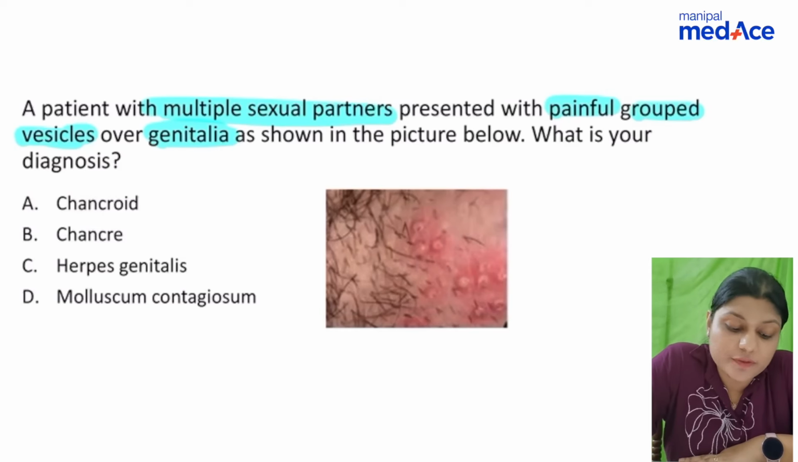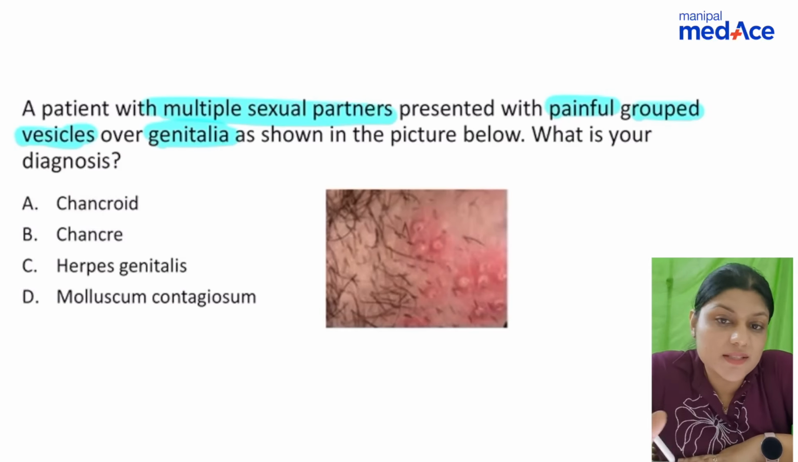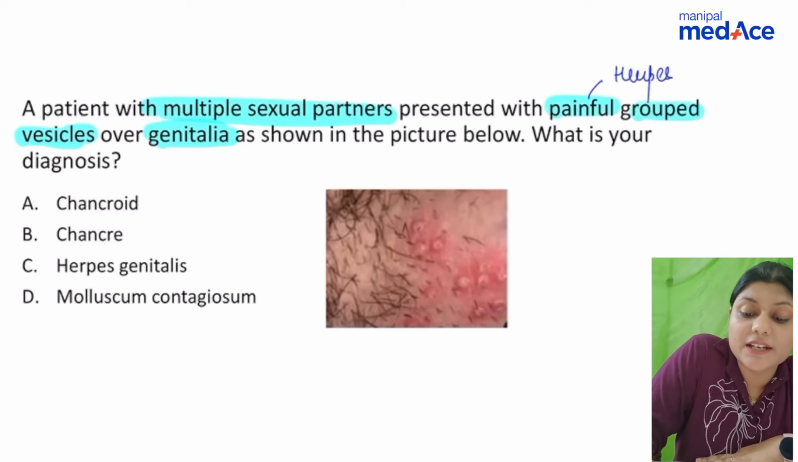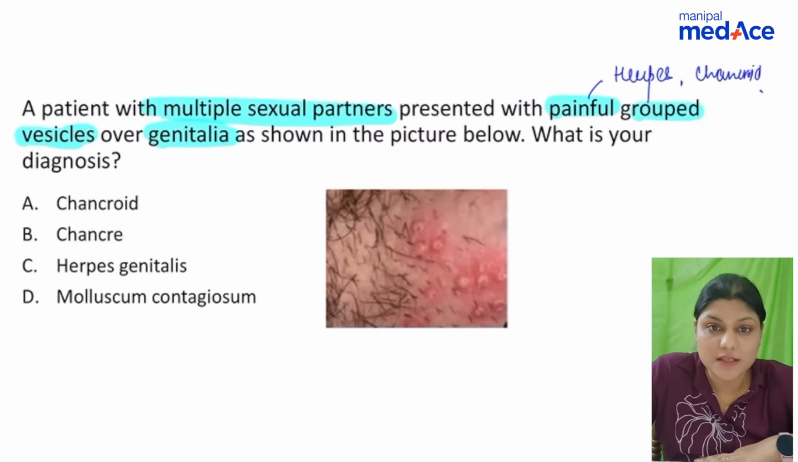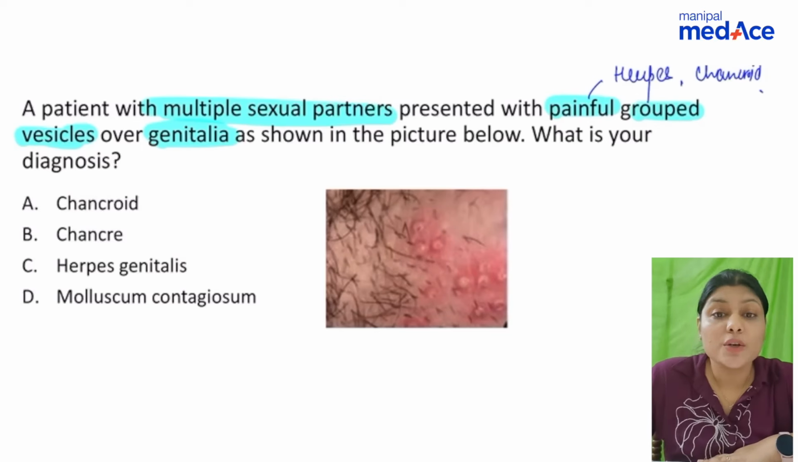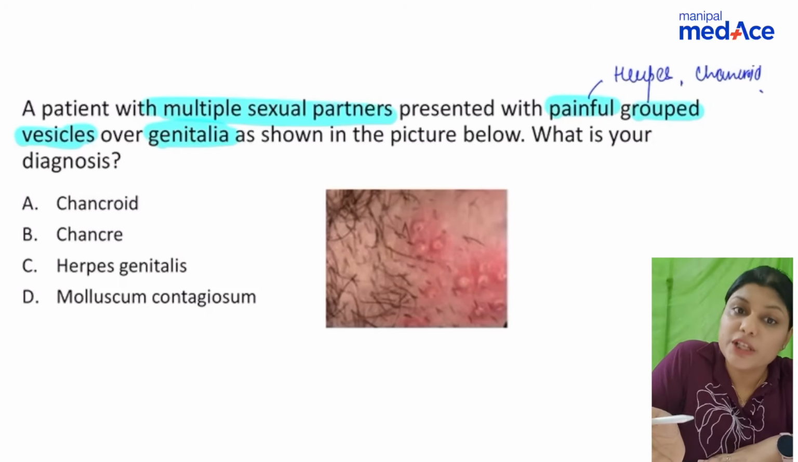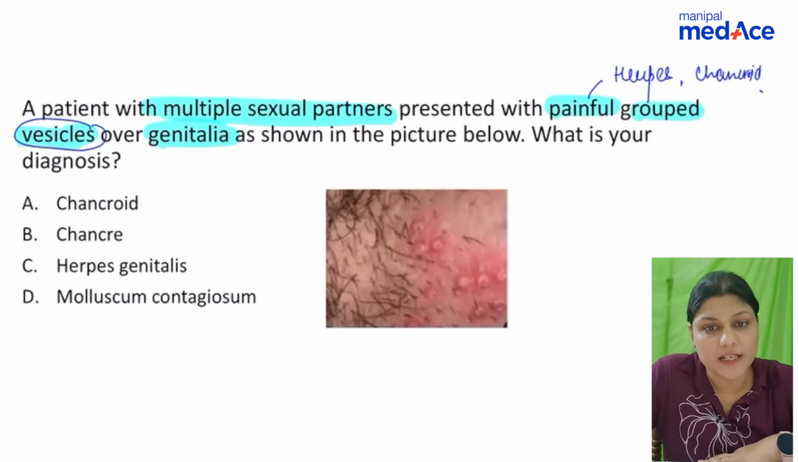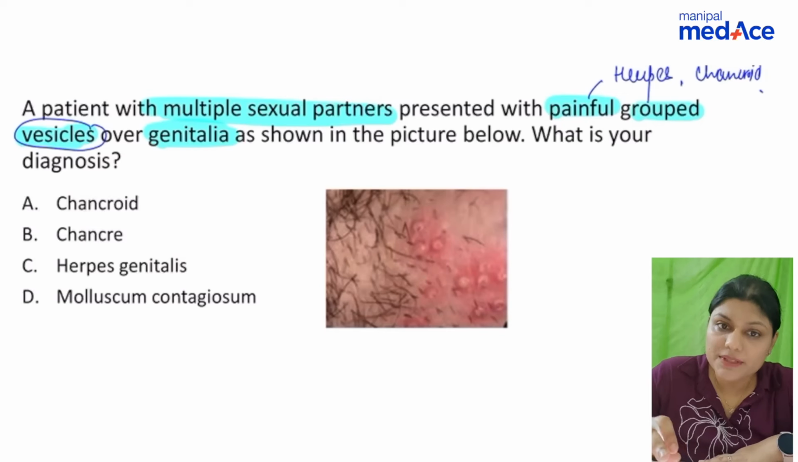Painful. So, of course, if the patient has multiple sexual partners, it gives you an idea that the patient is having an STD, right? Painful lesions are present in herpes and chancroid, right? In all of the other STDs, the patients will be having ulcers, whereas in herpes, the patient has grouped vesicles which rupture to form erosions. So grouped vesicles are the characteristic appearance of herpes genitalis. So this is a case of herpes genitalis.